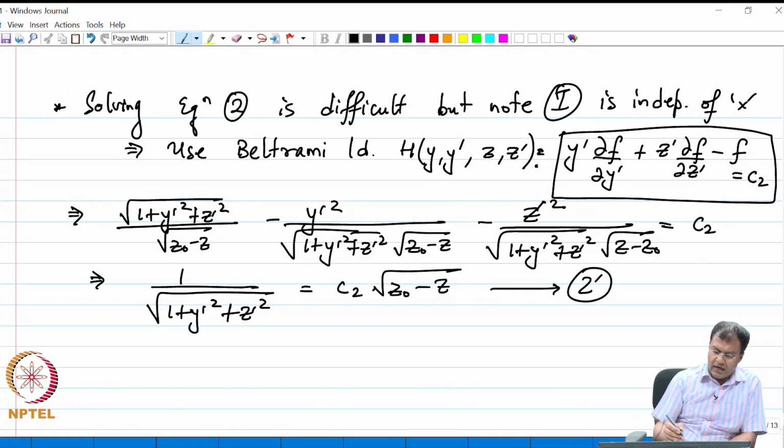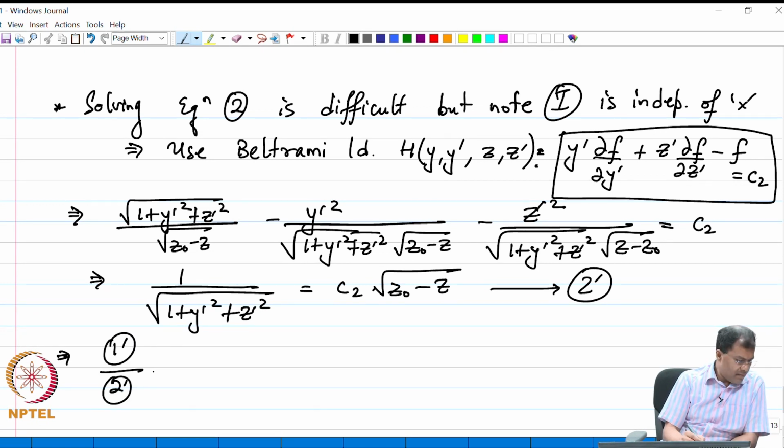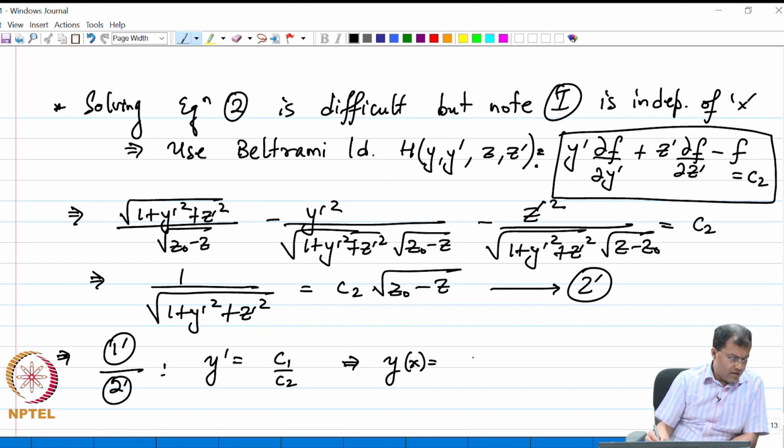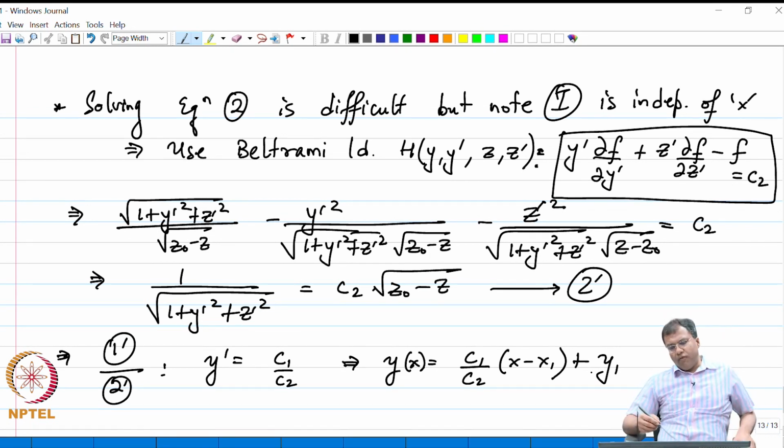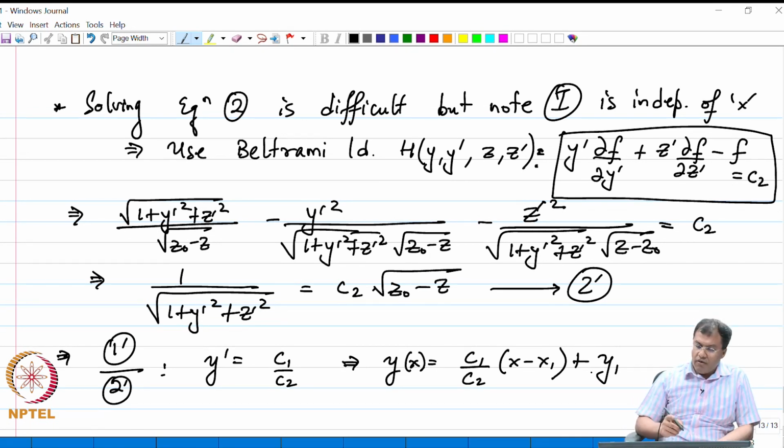What we can do immediately is divide 1 prime by 2 prime to see that y prime is equal to C1 by C2, or that y of x is equal to the quantity C1 by C2 times x minus x1 plus y1. So for the variable y, we again get the equation of a straight line. However, it does not contain any z, which means z can take any value from minus infinity to infinity.